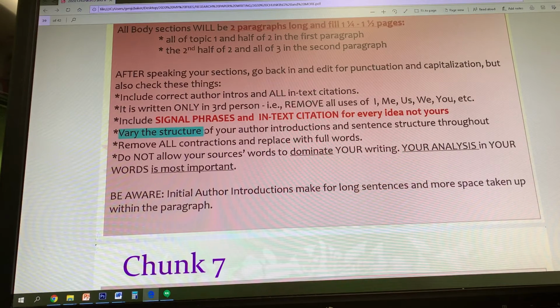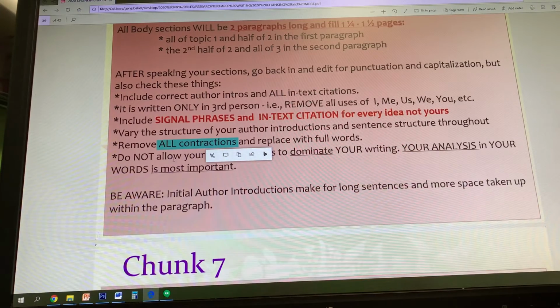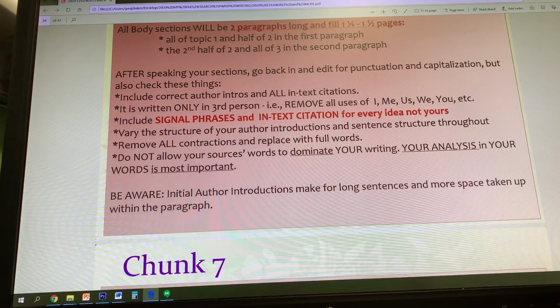Then you're going to go back and you're going to look at the structure. You're going to look at your author introductions, sentence structure throughout. You're going to now get rid of all your contractions. This is new. So you're going to look through the entire paper for contractions. The easiest way to do this is Control F and then put in the apostrophe, because it'll actually search for an apostrophe. Then you're going to replace them with the actual words that they mean.